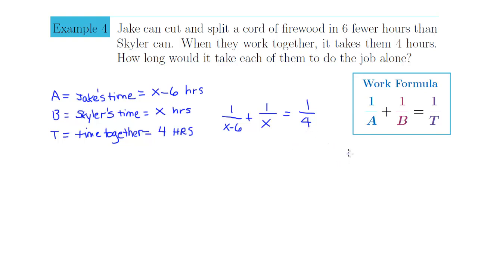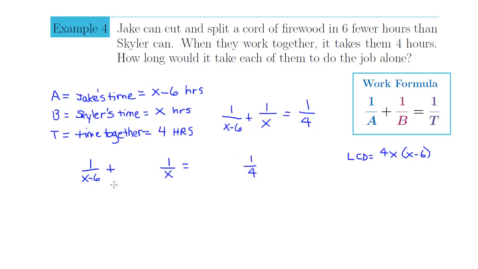We need the LCD, and the LCD has to include the factors of 4, x, and x minus 6. So our LCD is going to be 4x times the quantity x minus 6. Do you see that? So we're going to take each term in this equation and multiply it by our LCD. So let's rewrite our equation over here. And I'm going to leave lots of space in between each term because that's a rather large LCD. So I have 1 over x minus 6 plus 1 over x equals 1 over 4.